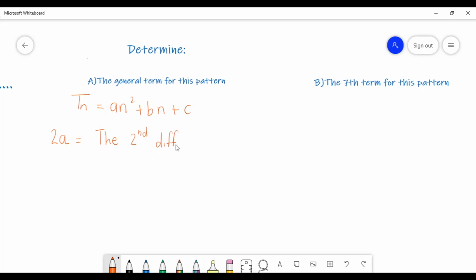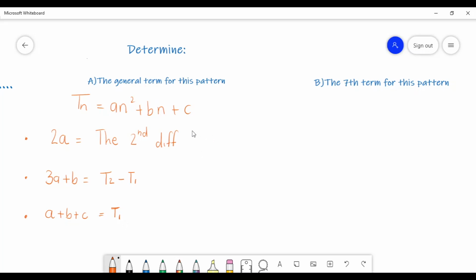Okay, this is the first thing you need to do. The second one is, after you've got your a, you need to use the formula 3a plus b is equal to the second term minus the first term, right? And once you've determined your b from using this equation, you need to use the equation a plus b plus c, which is equal to the first term. T1 is equal to the first term.